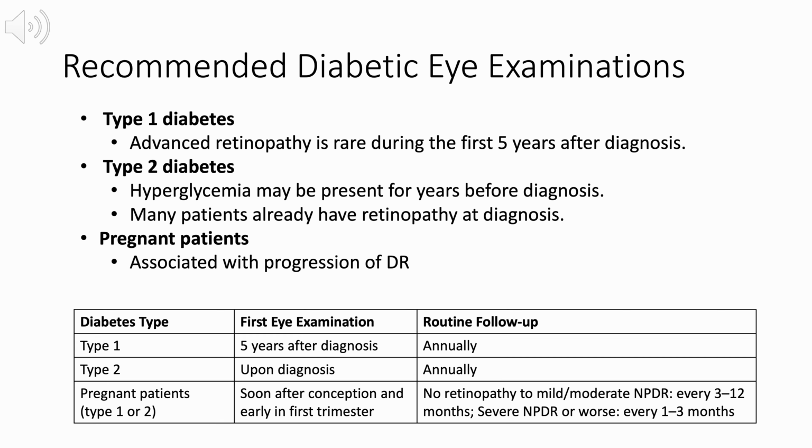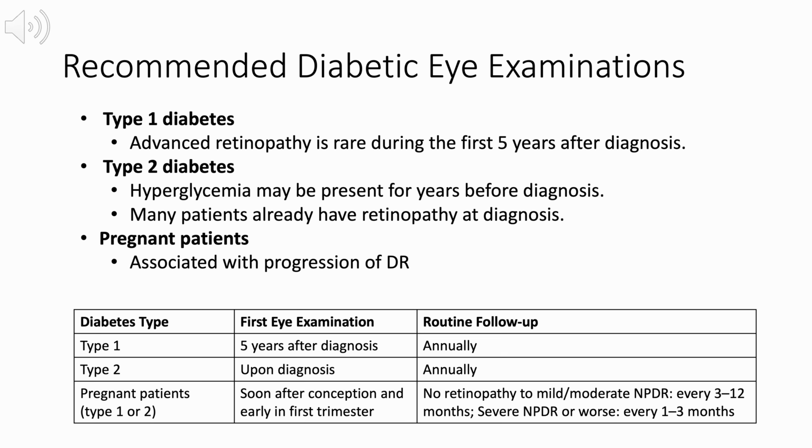In type 2 diabetes, the situation is entirely different. Hyperglycemia may be present for years before the diagnosis is ever made, and consequently, many patients already have retinopathy at the time they are diagnosed. Finally, pregnancy is independently associated with progression of diabetic retinopathy, so pregnant patients require their own accelerated schedule. The table on this slide operationalizes all of this.